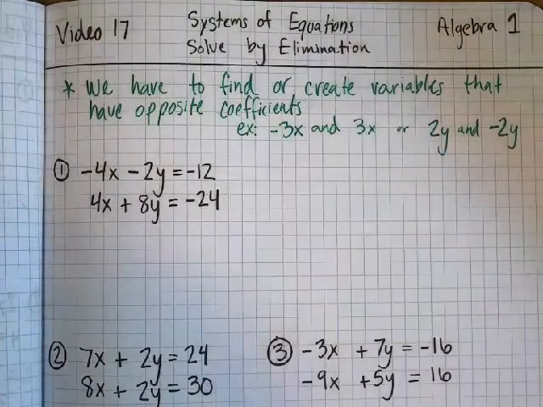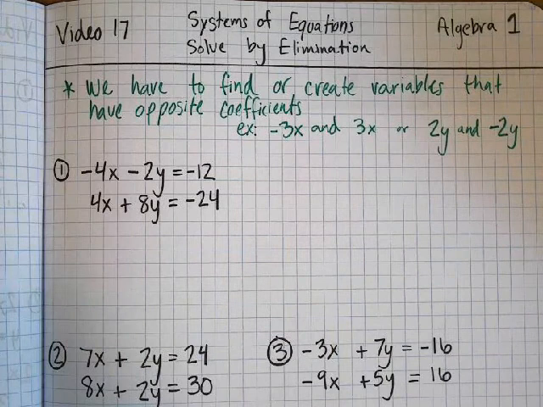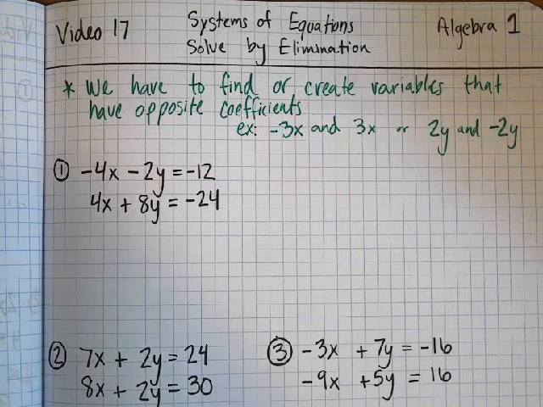Okay, this is video 17 and we're solving systems of equations by elimination. So far we've done graphing and substitution. This is the third way to solve a system. With this, we have to find or create variables that have opposite coefficients.